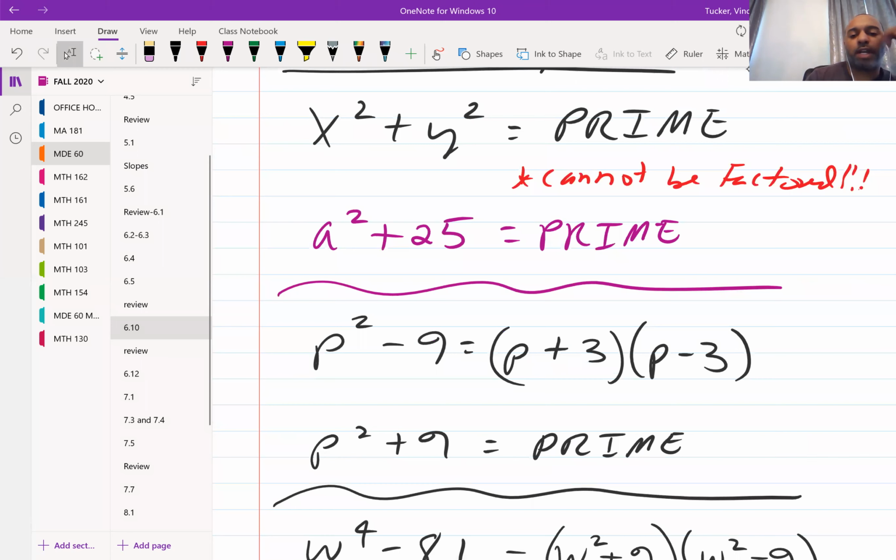Here you're just re-emphasizing both of those, comparing them to each other. P squared minus 9 will break down into p plus 3, p minus 3. P squared plus 9 is just prime, cannot factor. That's the difference between having a minus sign versus a plus sign in between your two perfect squares.